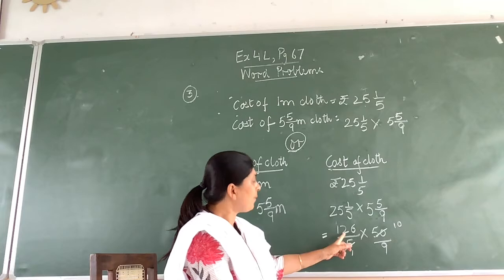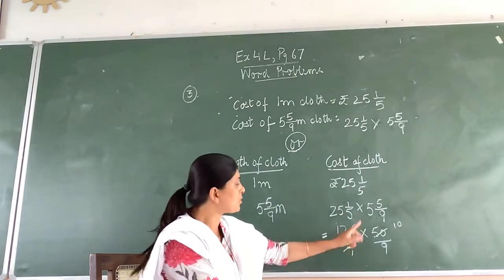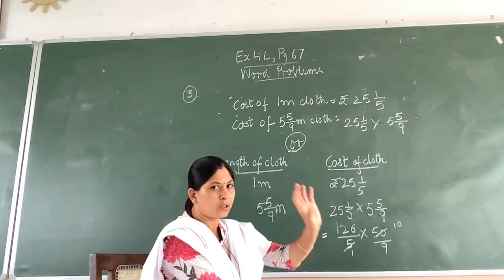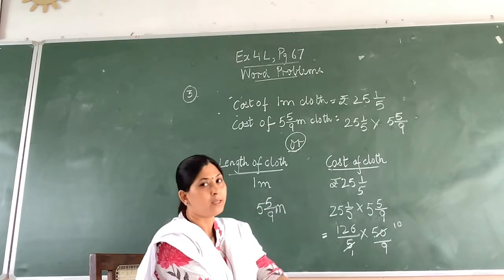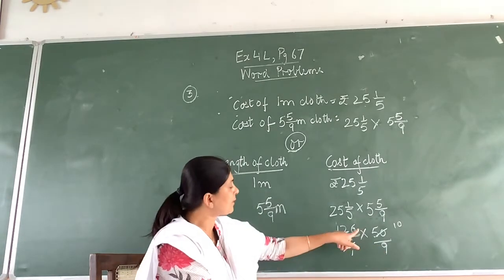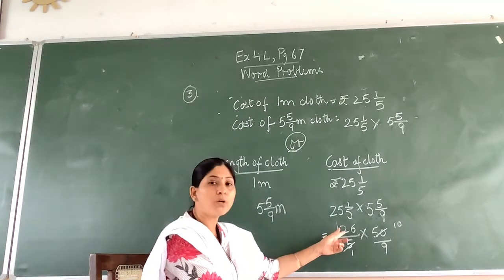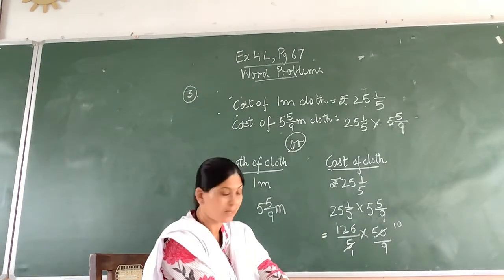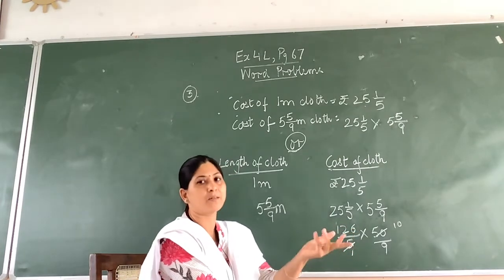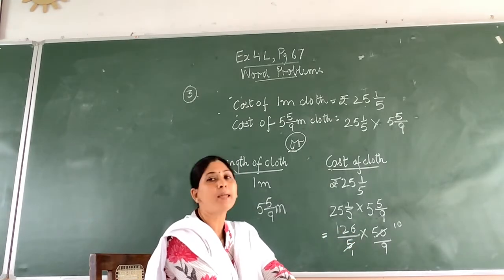Now 126 and 9. What is the common factor, children? Which number will divide this also and this also? Now we know the divisibility rule of 3: the sum of the digits should be divisible by 3. Now we know 9 is divisible by 3. Let us check whether 126 is also divisible by 3. Let's find the sum of the digits. 1 plus 2, 3. 3 plus 6, 9. 1 plus 2 plus 6 gives us 9. 9 is divisible by 3. So 9 is divisible by 3 and 126 is also divisible by 3.